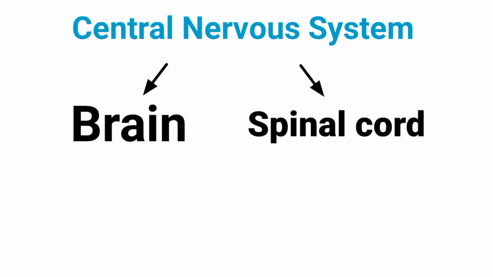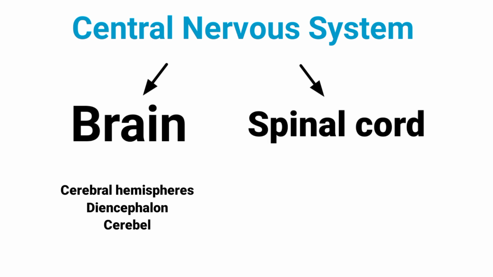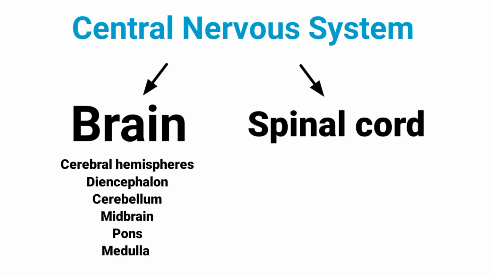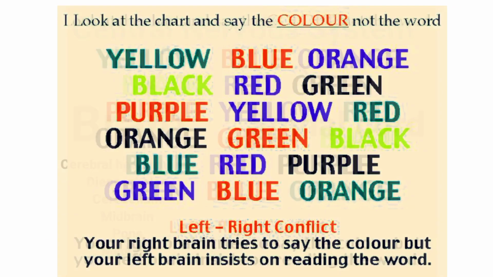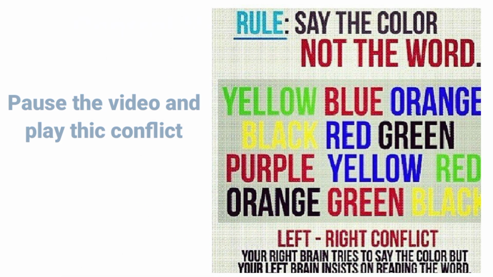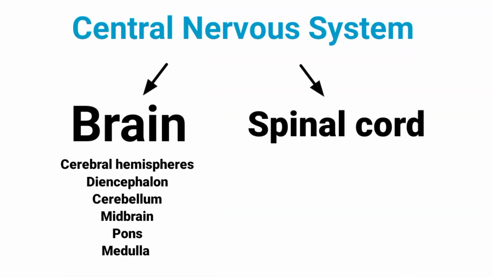If we talk about the brain, it has cerebral hemispheres consisting of sensory areas, motor areas, and association areas. We have diencephalon, cerebellum, midbrain, pons, and medulla. Here we should see that left brain controls right side of the body and right brain controls left side of the body. The pathways of our nervous system are crossed.